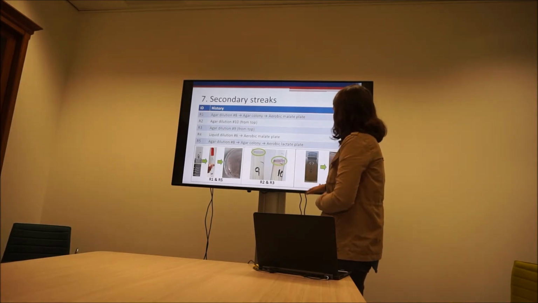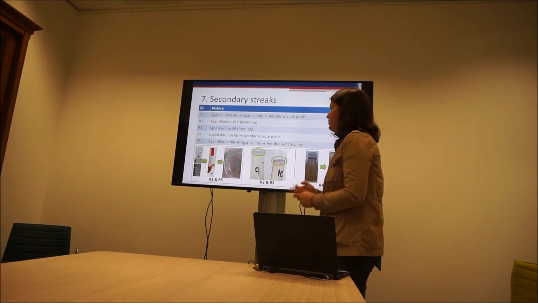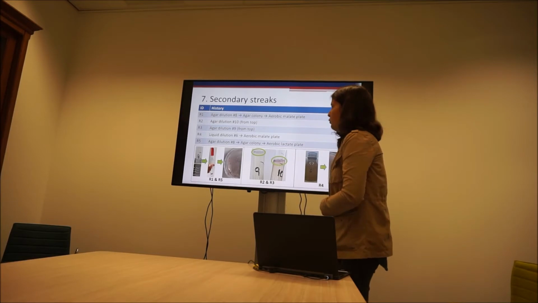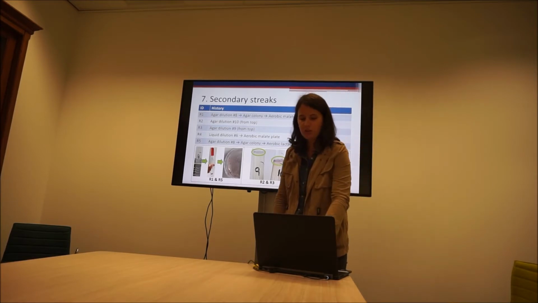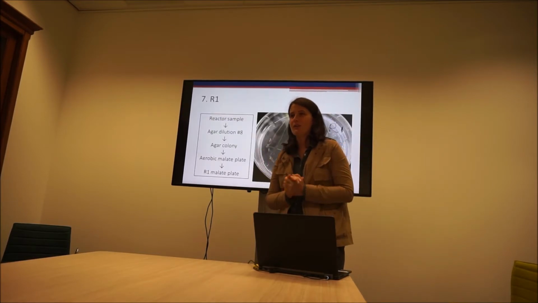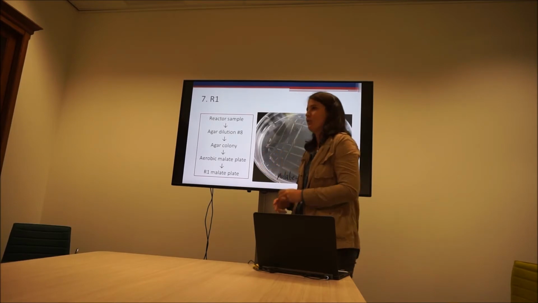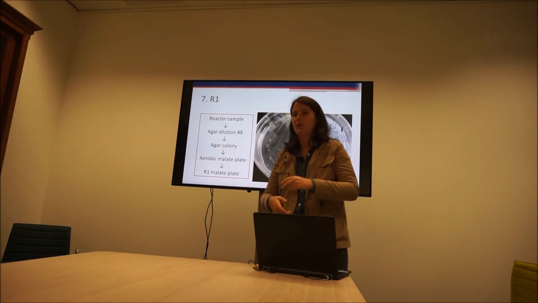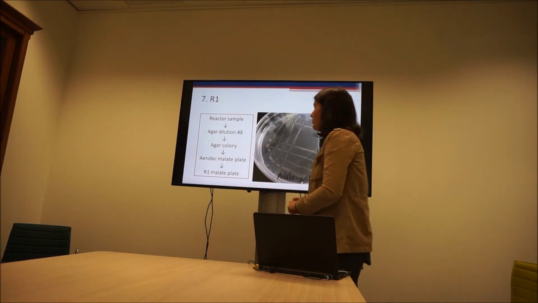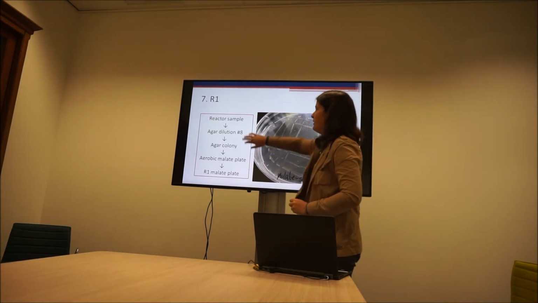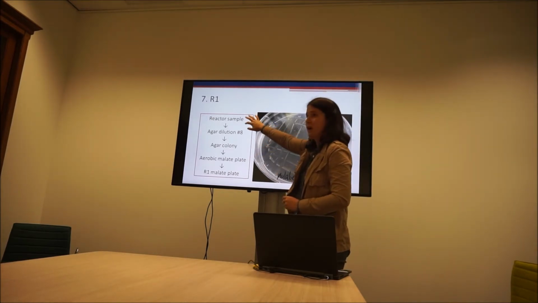And then number 4, we have a liquid dilution number 6 that was streaked onto a malate plate. And so we do have 5 different streaks right now, and so I'm just going to go into the history and details of 2 of them. So the first one is R1. Again, this was first taken from the reactor.